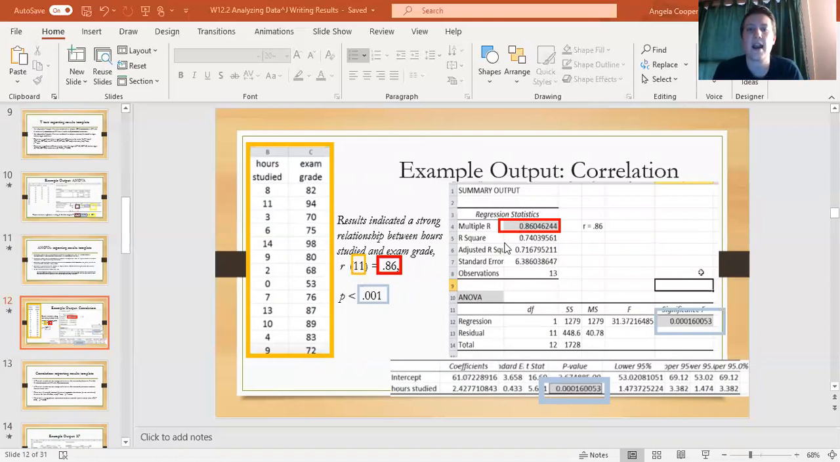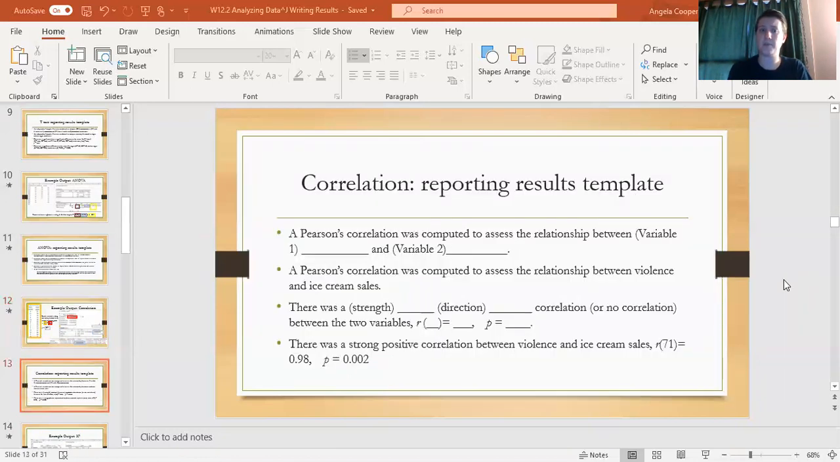Equals, here you're going to have your multiple R. So this is a regression. That is equal to 0.86, and your p-value is reported here. Again, I don't think that you guys are going to be doing correlation. In fact, for this project, correlation should not be your primary inferential test that you use. But if you want to go above and beyond and include correlation, you can. And here's the template for that as well.